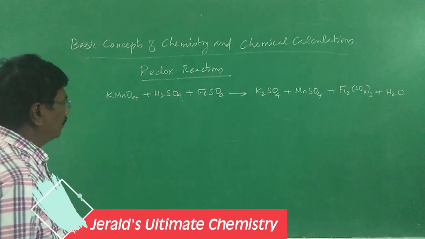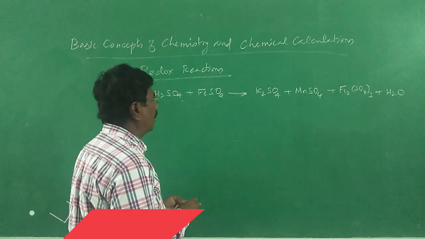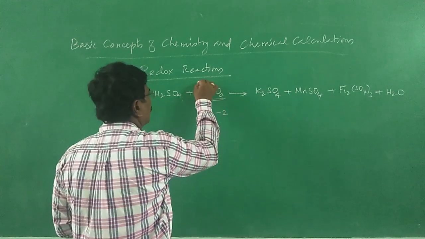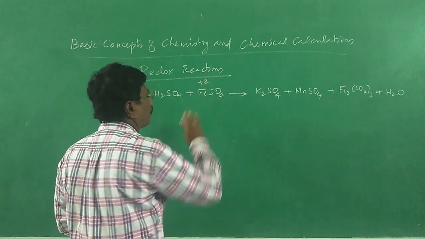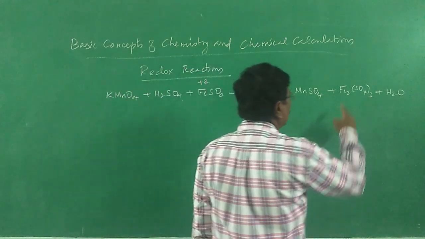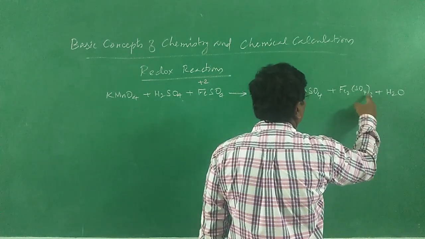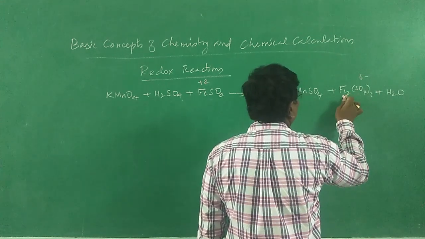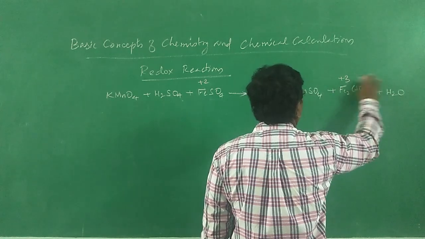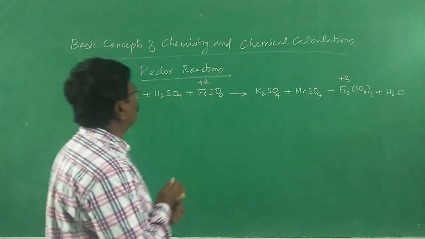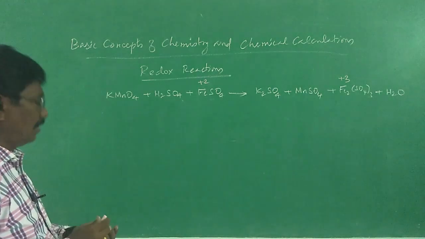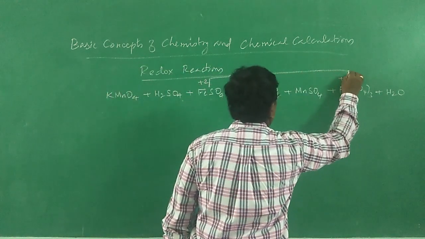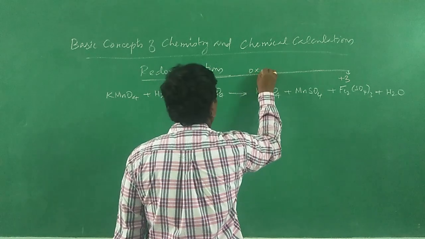In this reaction, I said ferrous sulfate is oxidized to ferric. How? Sulfate is minus 2 oxidation state, so for ferrous, definitely it should be plus 2. Here it is ferric. Why? 2 Fe and 3 sulfate. 3 into sulfate, 2 minus becomes 6 minus. To compensate this, we have 2 Fe3. Therefore, the oxidation state for iron is plus 3. So iron from plus 2 oxidation state is oxidized to Fe3 plus. We say it is oxidation. Iron is oxidized. Oxidation of iron.